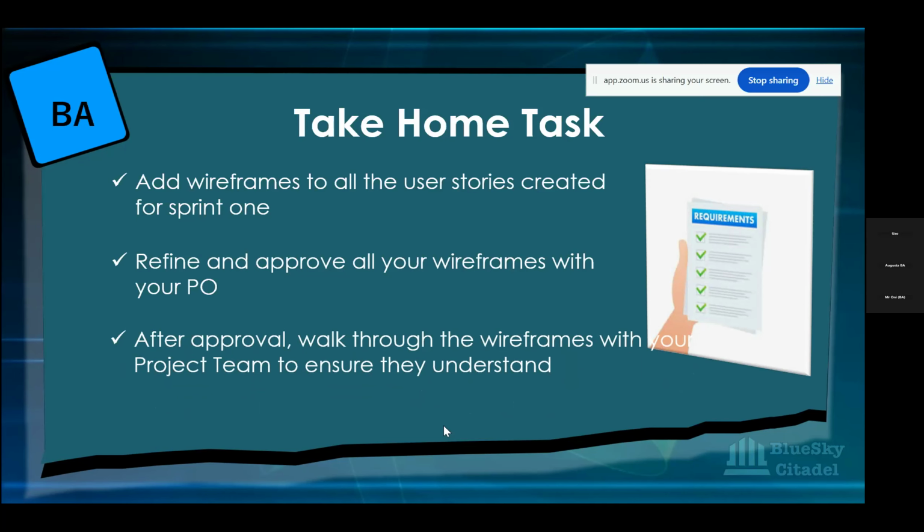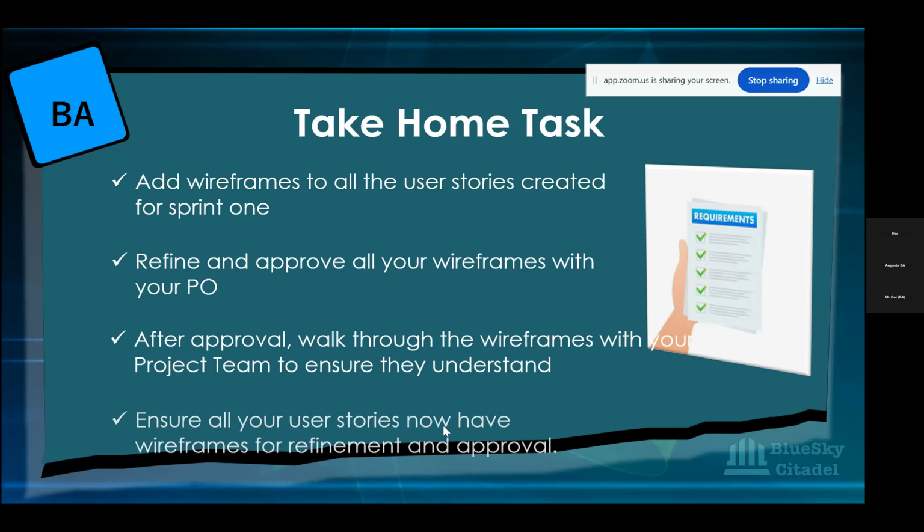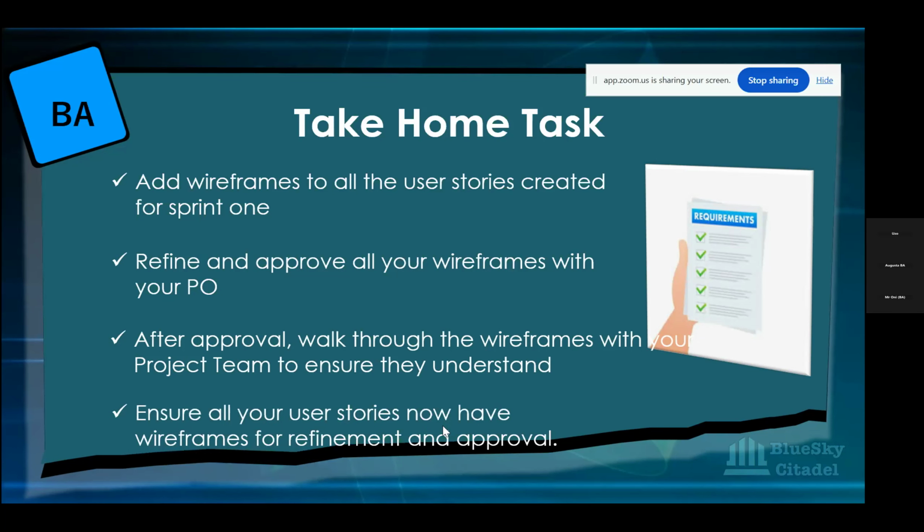All this was supposed to have been done together. So it's fine. Where your POs and your project team will excuse you. No need to stress yourself. Okay. So after approval with your PO, you also need to show your project team the wireframes to make sure that they understand. If they have any questions, they'll ask you for clarity and you can provide it. Now, from now on, every user story you create should have a wireframe. By the time you come for refinement, your user story should include the wireframe.